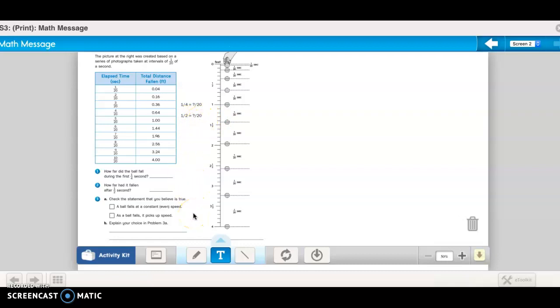Number 3A asks you to check the statement that you believe is true. Is it A, a ball falls at a constant or even speed? Or, as a ball falls, it picks up speed? So take a look at the picture over here, and I want you to pay attention to, as the ball falls every 20th of a second, what happens to the distance that it's covering, or you could even just look over here at the gaps in the amount of space in between each of those intervals.